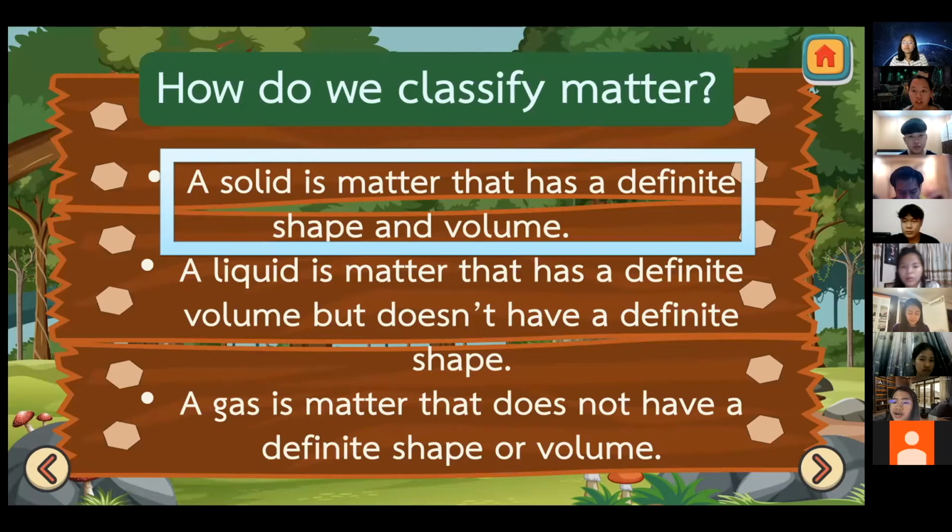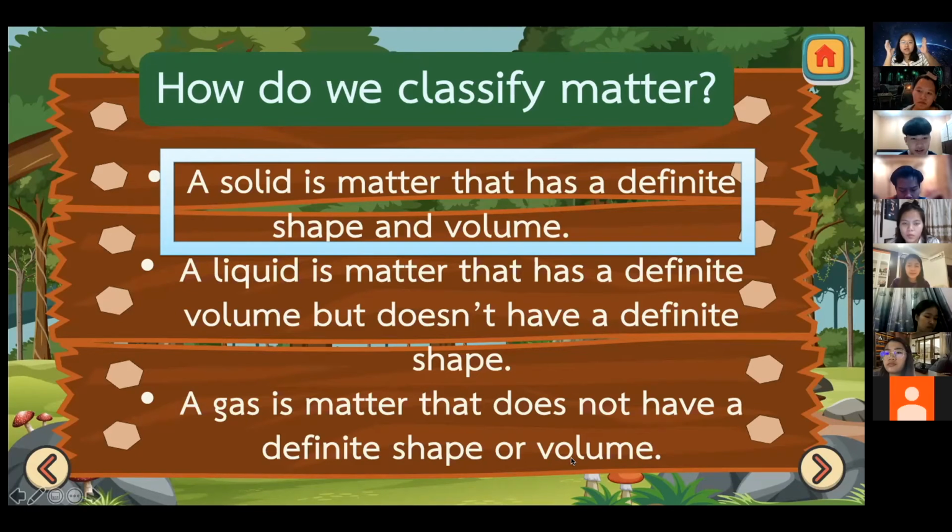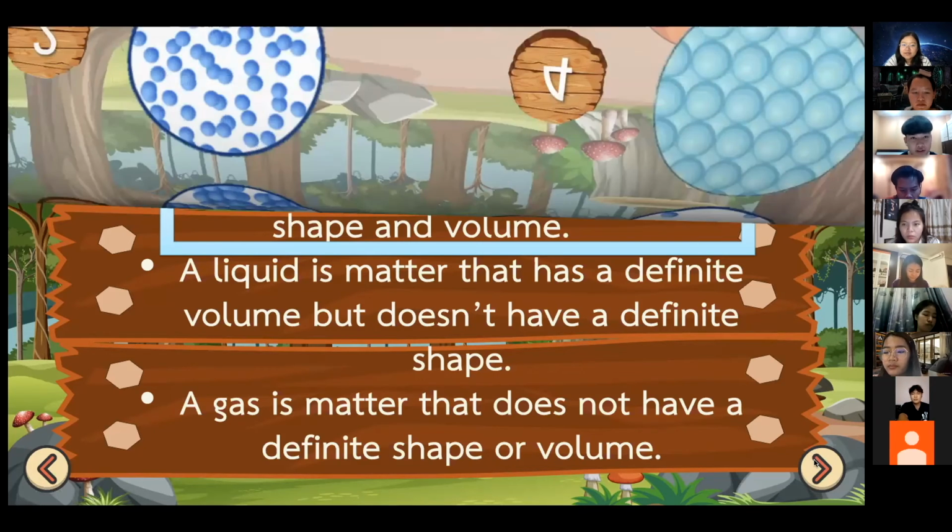Next slide. The correct answer is solid because solid is matter that has a definite shape and volume. So you see steel has a definite shape, right? And it has a volume. So that means the answer is solid. Solid has a definite shape and volume. Yes, correct.